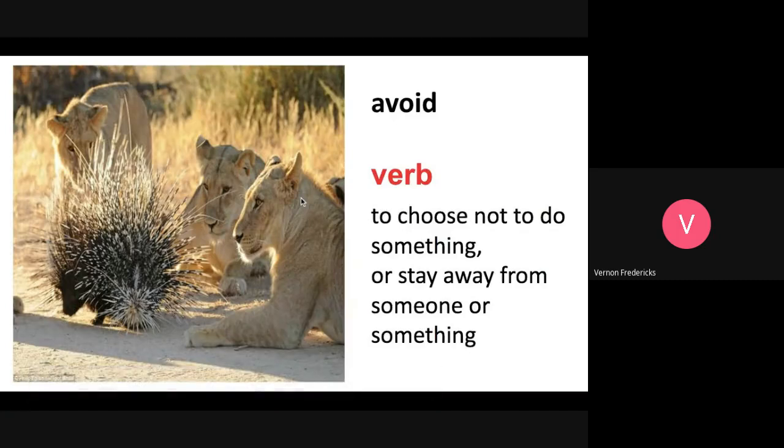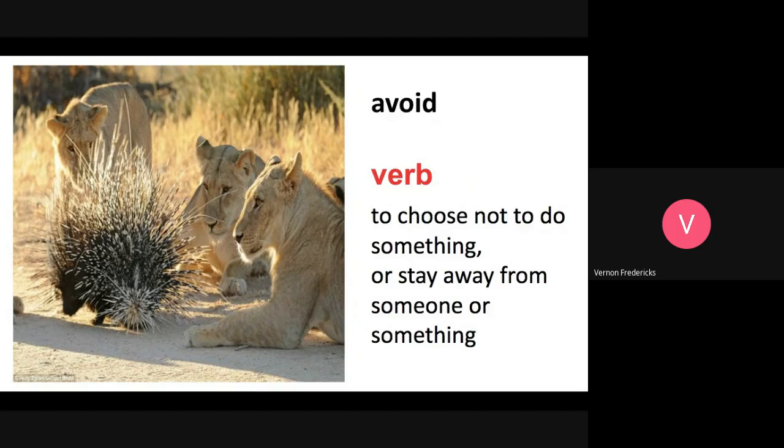Okay. Next word is avoid. Avoid is a verb. You choose not to do something or stay away from someone or something. Okay. Your teacher tells you, do your homework, students. I will not do it. You avoid doing your homework. You don't want to do it. You choose not to do it.